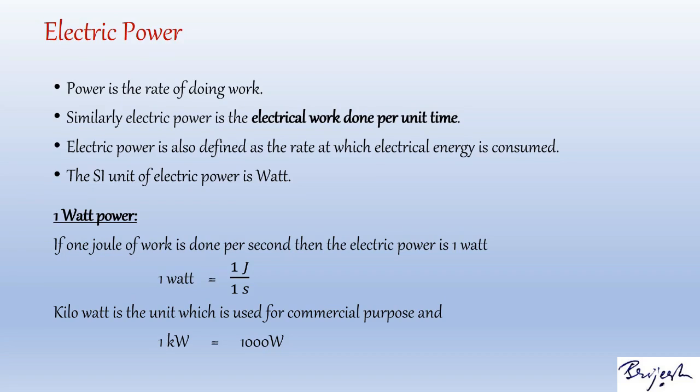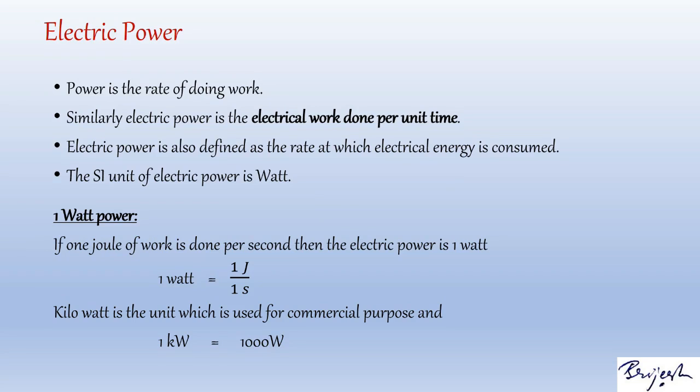Similarly, electric power is the electric work done per unit time. Therefore, electric power is also defined as the rate at which electrical energy is consumed. The SI unit of electric power is watt. So 1 watt power is defined as: if 1 joule of work is done per second, then the electric power is 1 watt. That is, 1 watt equals 1 joule upon 1 second.